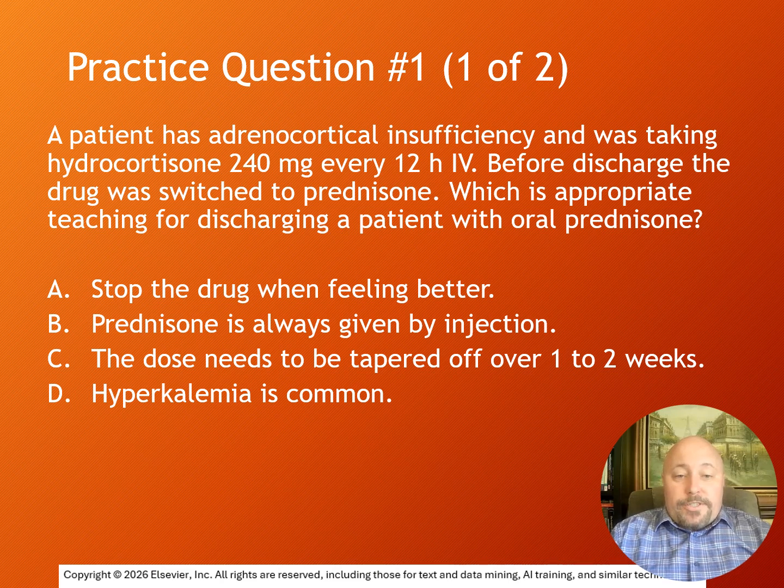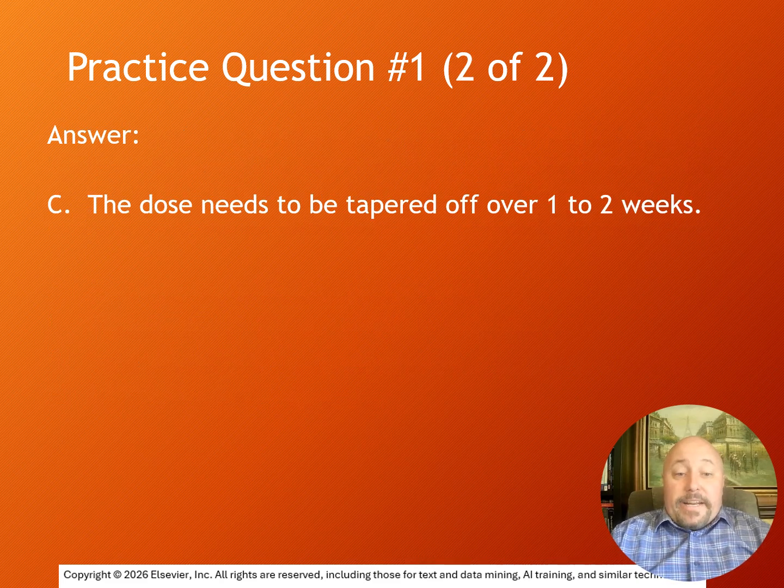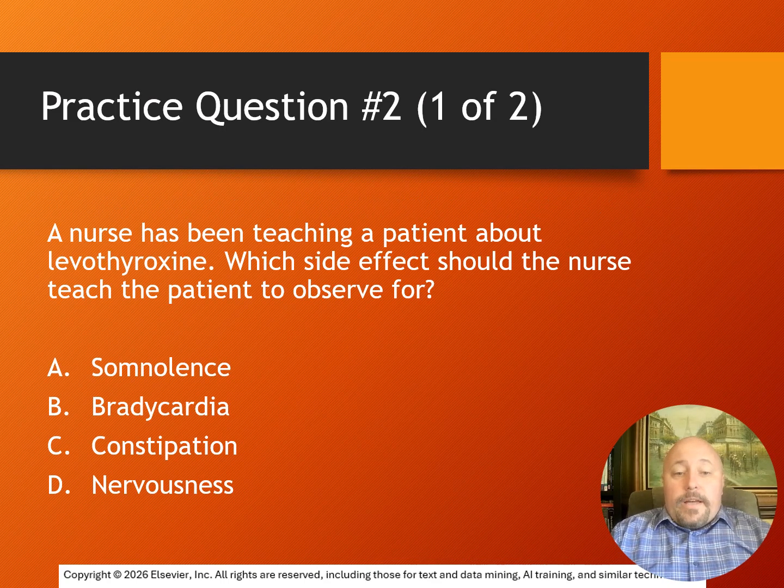For our first practice question, a patient has adrenocortical insufficiency and was taking hydrocortisone 240 milligrams every 12 hours. Before discharge, the patient was switched to prednisone. Which is appropriate teaching for discharging a patient with oral prednisone? Would that be A, stop the drug when feeling better? B, prednisone is always given by injection? C, the dose needs to be tapered off over 1 to 2 weeks? Or D, hyperkalemia is common? And that answer is going to be C. The dose needs to be tapered off over 1 to 2 weeks. Never stop prednisone abruptly.